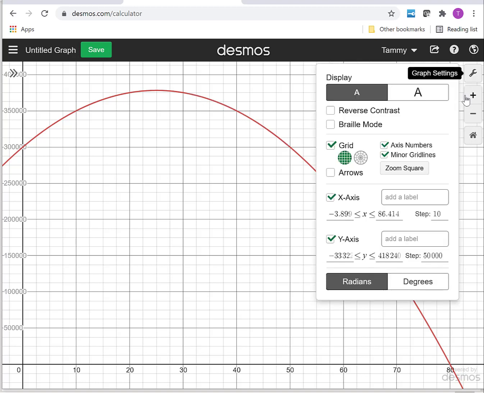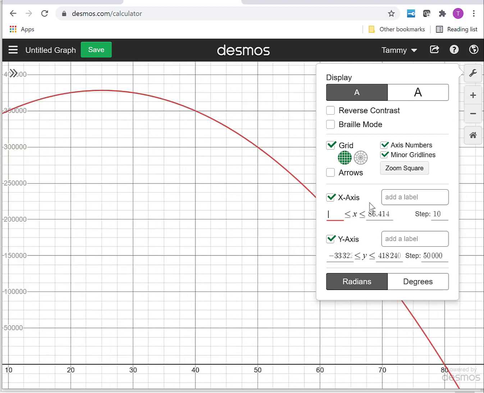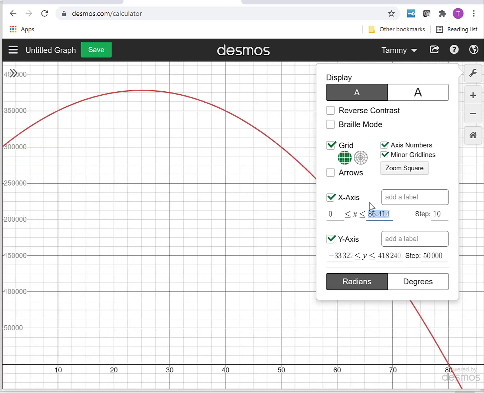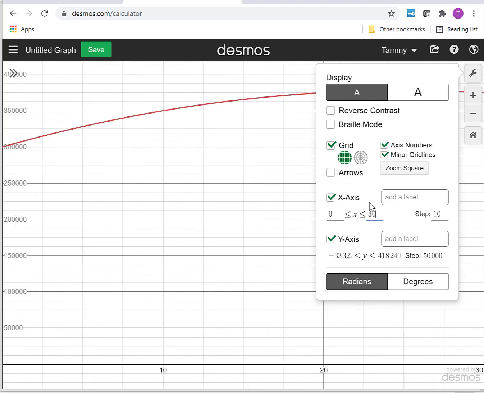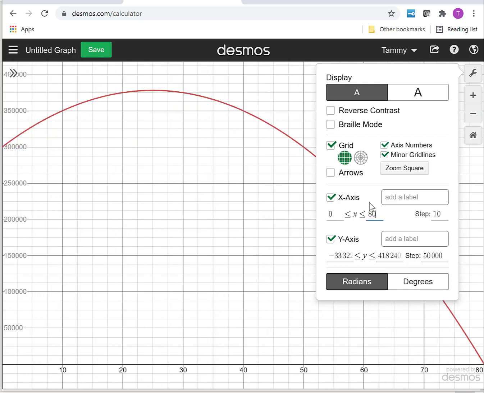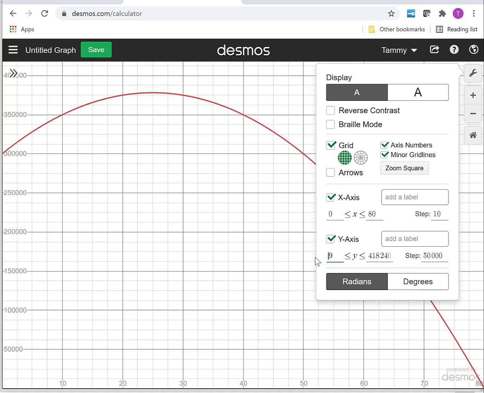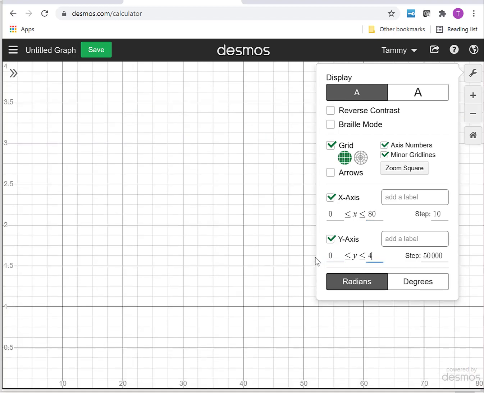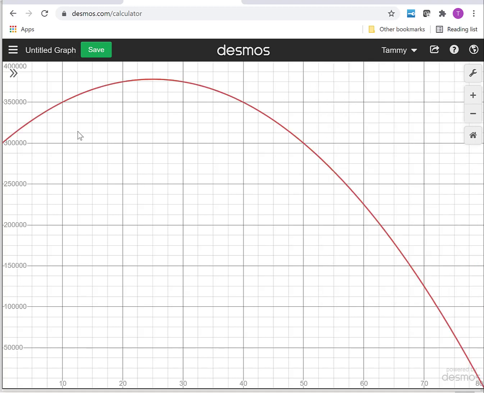Here's the window I put in. I originally started it at 0 to 80 because we knew our domain, and I said step it by 10, and then on the y-axis I said go from 0, and I wanted to go higher than the max that we found, so I put $400,000, and then I said step that by 50,000. That way I get a good picture of the revenue.